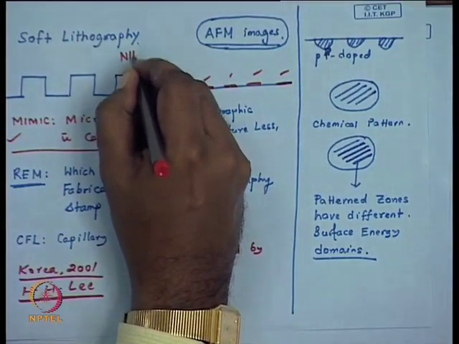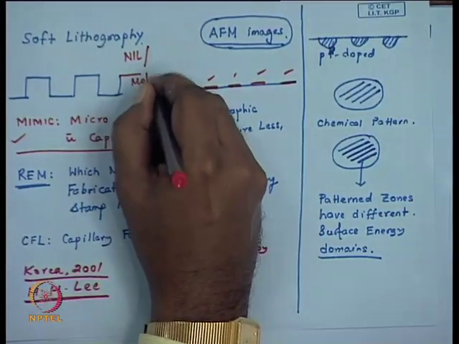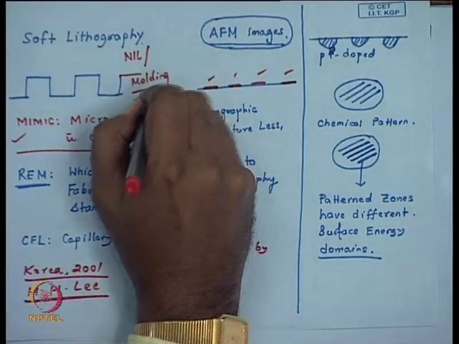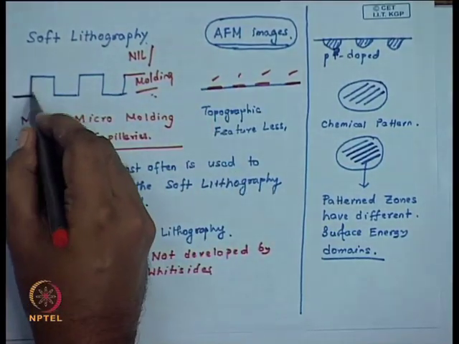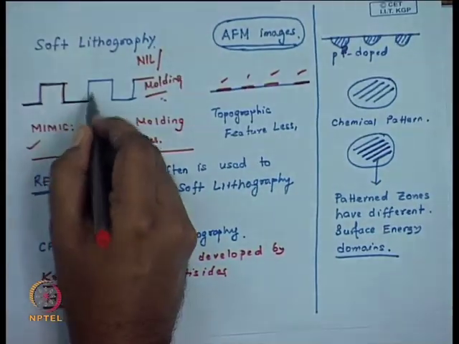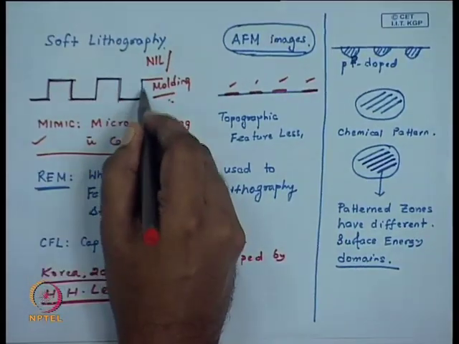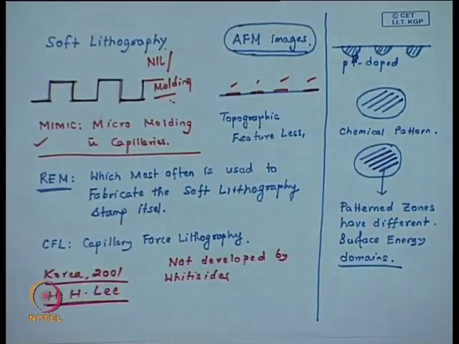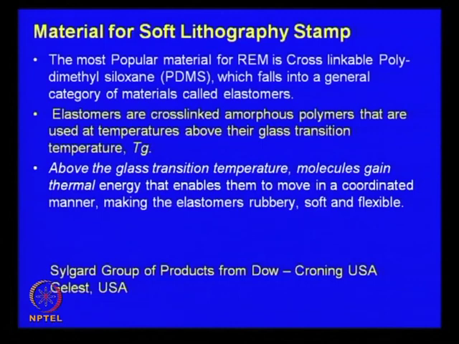So, NIL as well as the molding soft lithography methods give you topographically structured surfaces. Now, here is one important thing you need to know, that is the material for the soft lithography stamp. The most popular material for, not for REM, but for most of the soft lithography stamps is an elastomer.